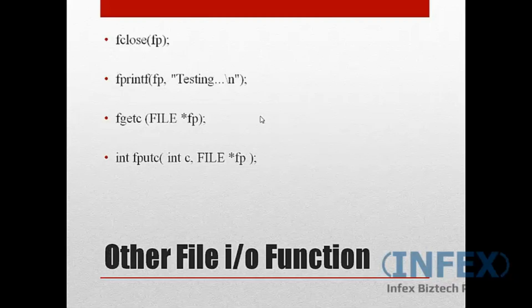Now let's see other file IO functions. To close the file, the fclose function is used. We have to pass the file pointer to this function. fprintf: when we want to print something into the file, the fprintf function is used. fgetc function is used to retrieve a character from the file. fputc: when we want to put some characters into the file, the fputc function is used. So these are the various functions related to file IO operations.